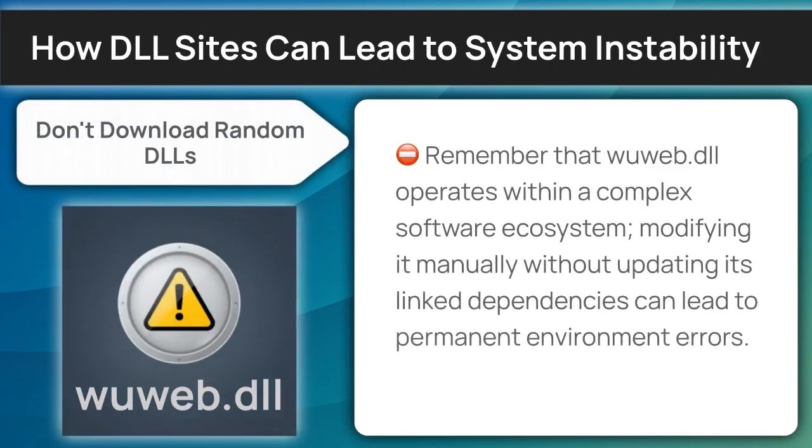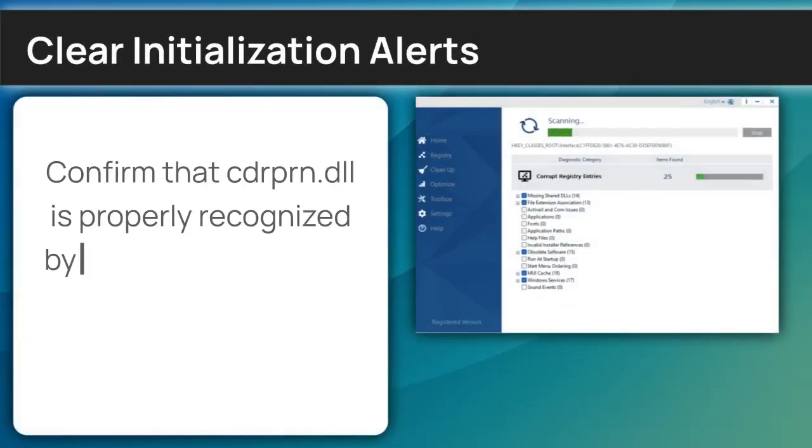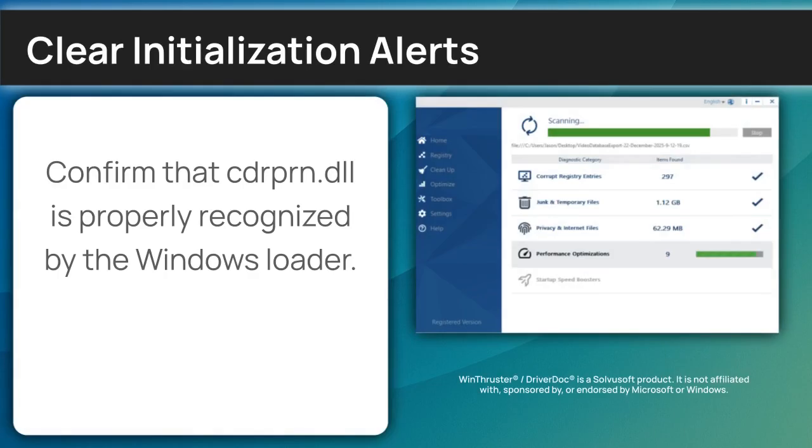Using an incorrect or outdated version of Wuweb Library DLL can create a domino effect, causing other unrelated programs on your PC to start failing. Rather than managing individual dependencies, a comprehensive diagnostic can help you maintain the entire software environment.